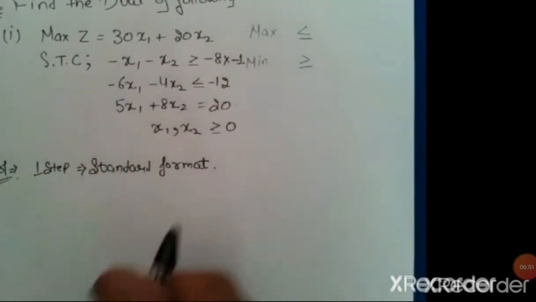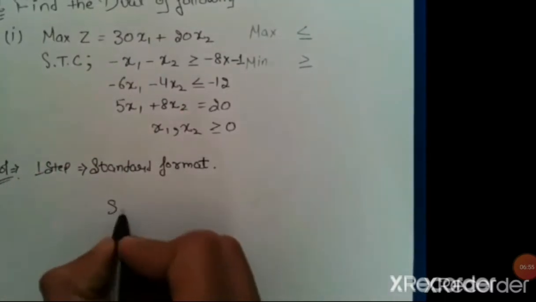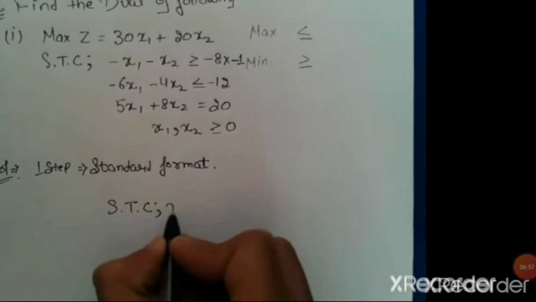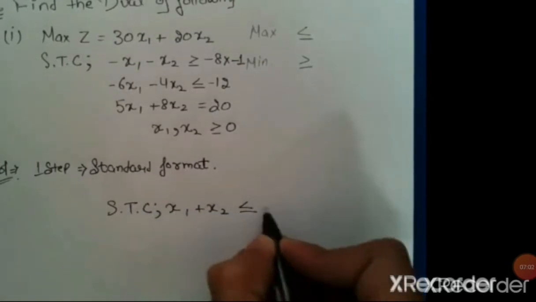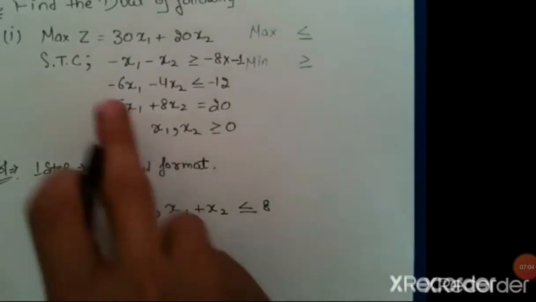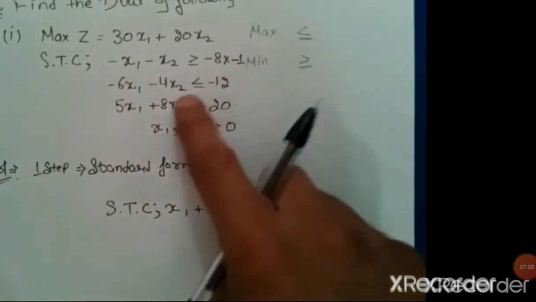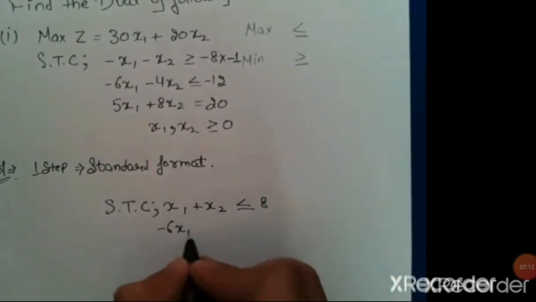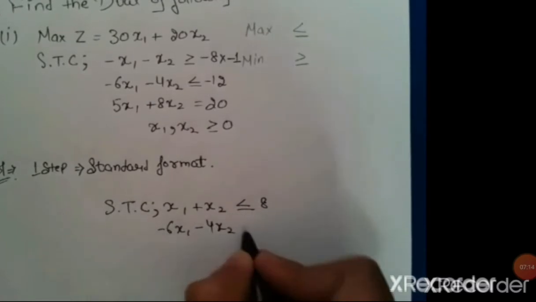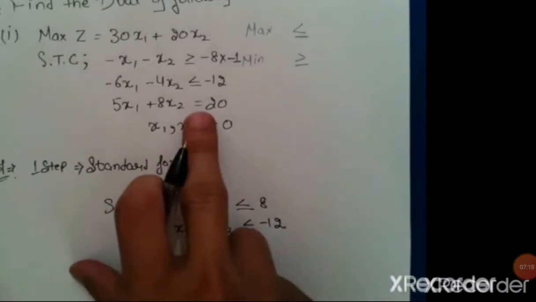When you multiply by -1 on both sides, the constraint becomes x1 plus x2 less than or equal to 8. The second has less than or equal to, so you keep it as it is in standard format: -6x1 minus 4x2 less than or equal to 12.